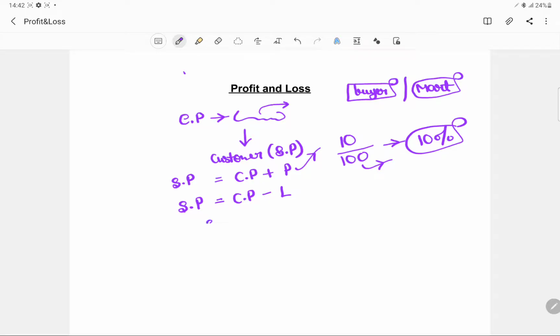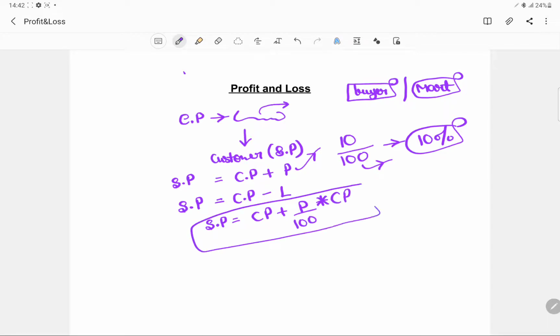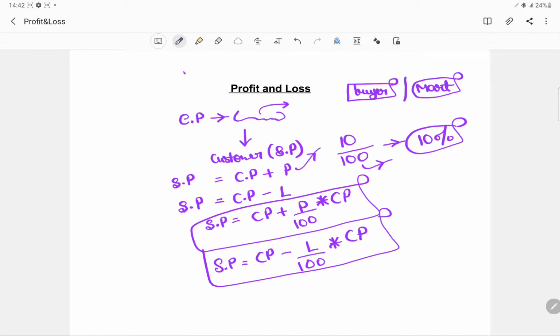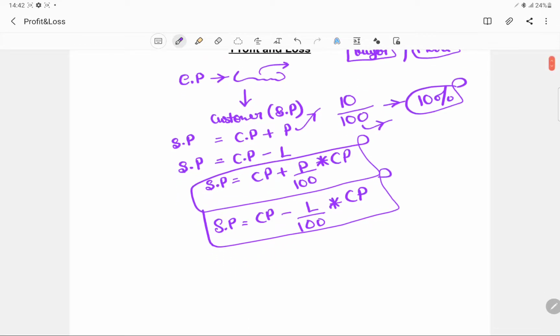Okay, so selling price can also be written as CP plus profit percent, and it is calculated with respect to the cost price. So it can be termed as this, or it can also be termed as selling price is equals to cost price minus loss upon 100 into CP. So that is also the selling price.